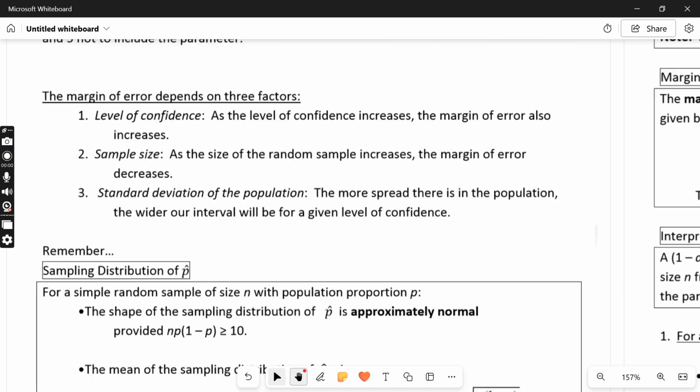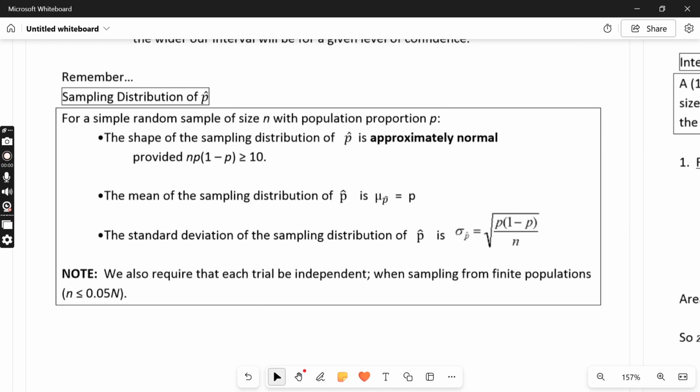So remember sampling distributions for p hat. These are things that we talked about last week. np times 1 minus p has to be greater than or equal to 10 if it doesn't already tell you it's a normal distribution. The mean of the sampling distribution is our point estimate. And then the standard deviation of our sampling distribution, we would find using that formula, the square root of p times 1 minus p over n. We're also required that each trial be independent, so when sampling from finite populations, our sample has to be less than or equal to 0.05 times N, which is our population.